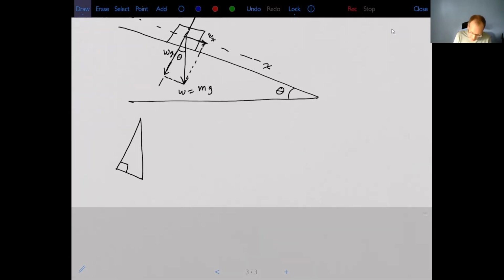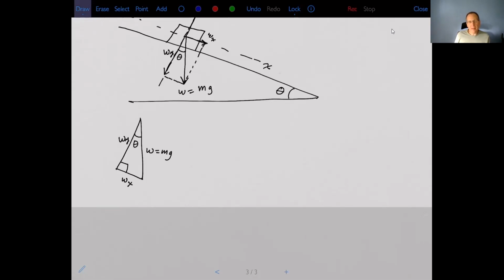So this is my right triangle, right? This is theta. This is Wy. This is Wx. And this is W, which is mg. So the hypotenuse is basically mg in this case. So how do I find Wx and Wy?